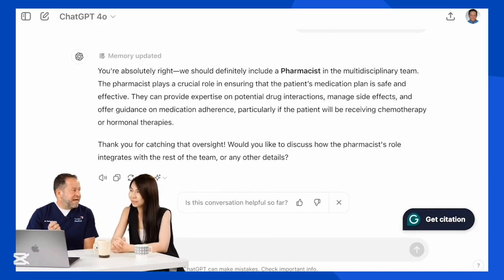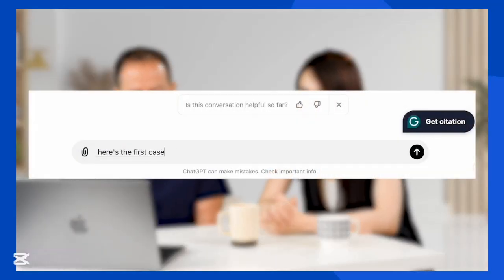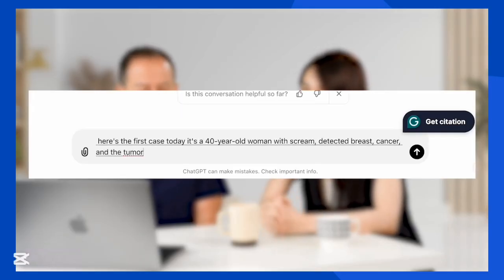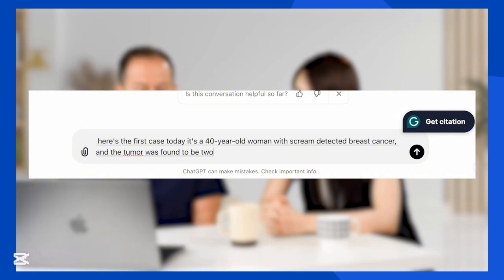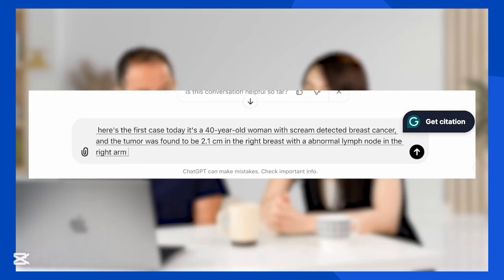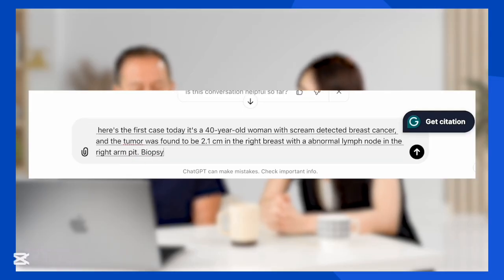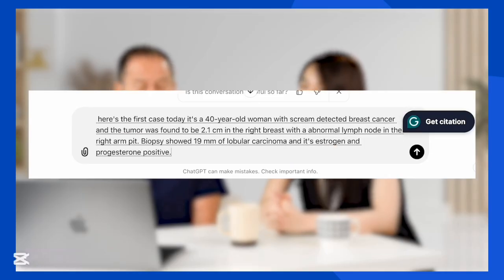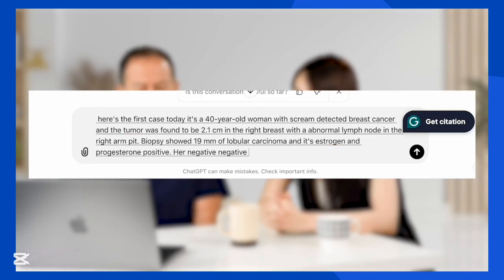Now, let's give it a case scenario. Here's the first case today. It's a 40-year-old woman with screen-detected breast cancer, and the tumor was found to be 2.1 centimeters in the right breast with an abnormal lymph node in the right armpit, full stop. Biopsy showed 19 millimeters of lobular carcinoma, and it's estrogen and progesterone positive, HER2/neu negative. What should be done next?